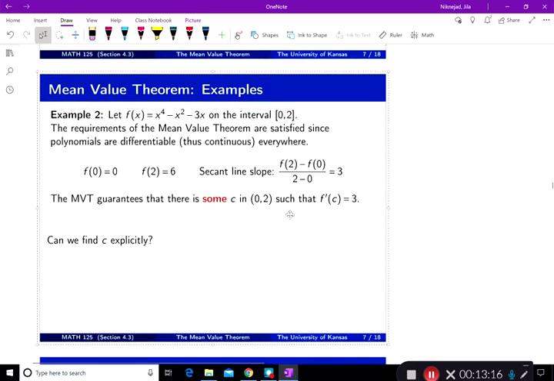Let's take the derivative. The derivative is going to be 4x to the third minus 2x minus 3, and I plug in C and I set it equal to 0. And I get a polynomial of degree 3. And for a polynomial of degree 3, even though there is an equation we can use to solve it, that equation is too complicated to be used. So unless we can factor them, we don't really solve these equations.